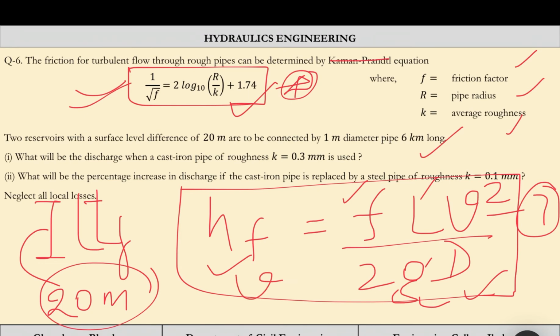Once velocity is defined, we are going to multiply this velocity with area, and we will get the discharge. So there are two parts. First we have to calculate discharge in the cast iron pipe, then we have to see what is the discharge in the steel pipe and how much it is more than the cast iron pipe discharge.